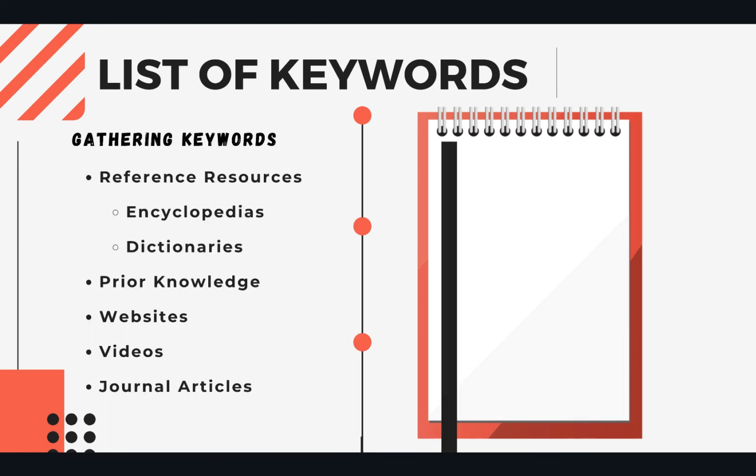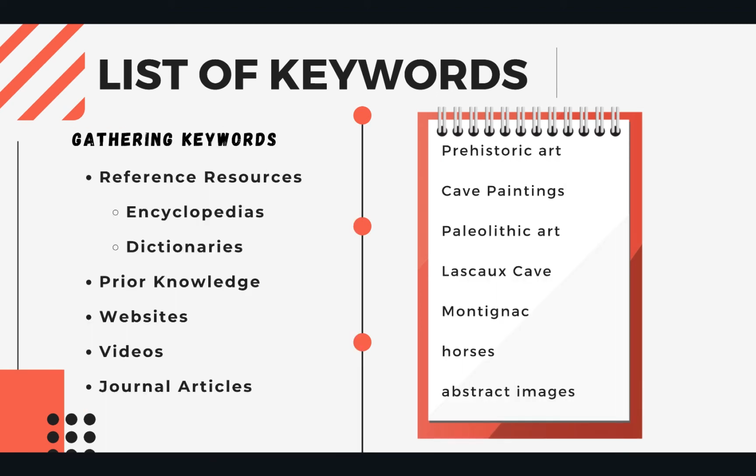As you're going through resources, it is important to begin gathering a list of keywords. On the right side, you will see a list of my keywords I've gathered for my topic as I've gone through different reference resources, such as encyclopedias and dictionaries. You can also gather keywords from your own prior knowledge of the topic. So think of some words you already know in connection with the topic.